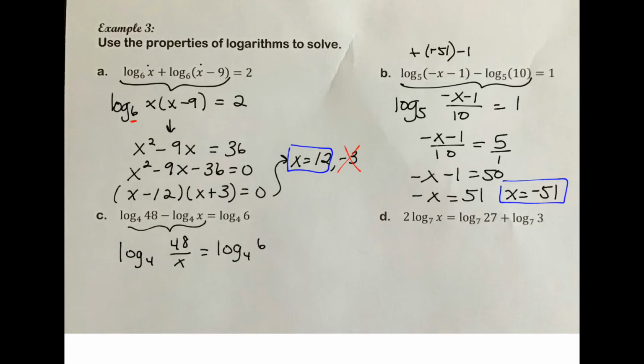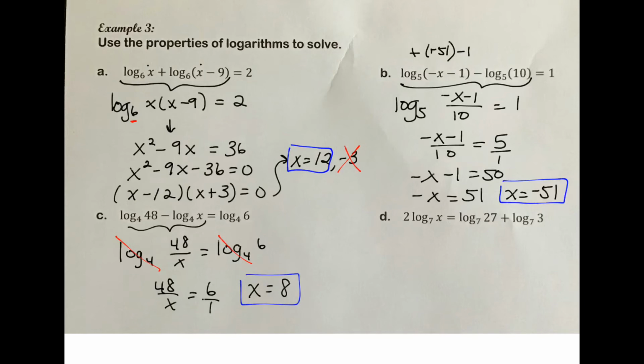But now we have the type of equation where I have a log base 4 on one side and a log base 4 on the other. They cancel each other out. So now I have 48 over x equals 6. Cross multiply if you need to, or if you can just figure out that x equals 8. Again, double check. If you plug 8 in for x, it works out perfectly fine. So my answer is x equals 8.